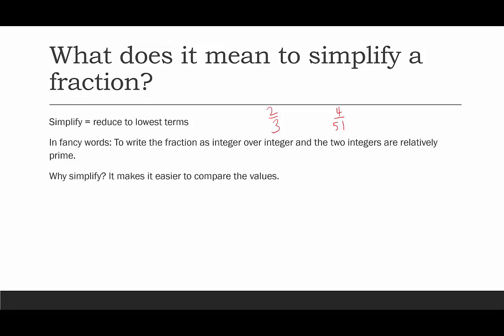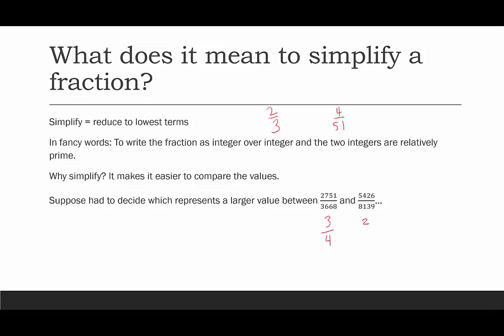Why simplify? Well, it makes it easier to compare values. I didn't say easy, I said easier. Let's suppose we had to decide which represents the larger value, and we're given these two fractions. The first fraction we're given is 2,751 over 3,668. And we want to compare that to 5,426 over 8,139. Yikes. Well, that's not necessarily the greatest thing. I don't really want to deal with those numbers. But if we simplify them, this simplifies to 3 over 4, and this simplifies to 2/3.